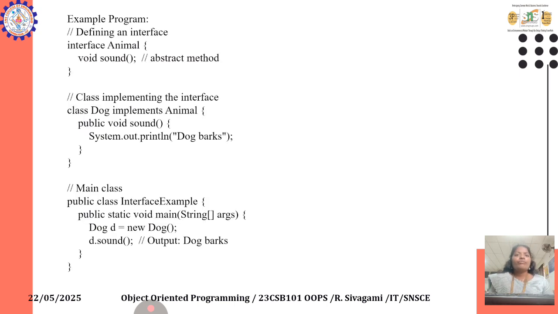We give a sound method in our interface also, but the interface methods are overridden in the class. Here the interface is Animal, and the class is Dog. In the interface concept, we cannot create an object for the interface. We should inherit that interface into another class by using the keyword implements.